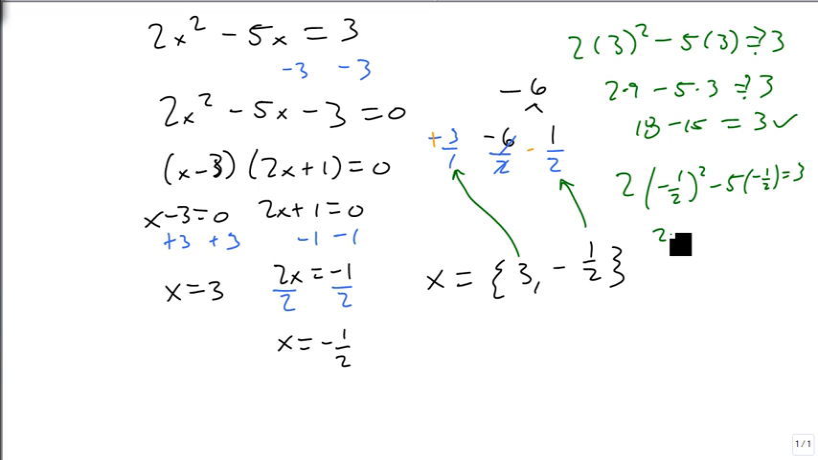Well, this gives us 2 times 1/4 minus 5 times minus 1 half, which is 1 half plus 5 halves, which is 6 halves, which sure enough is 3. So both answers do in fact work.